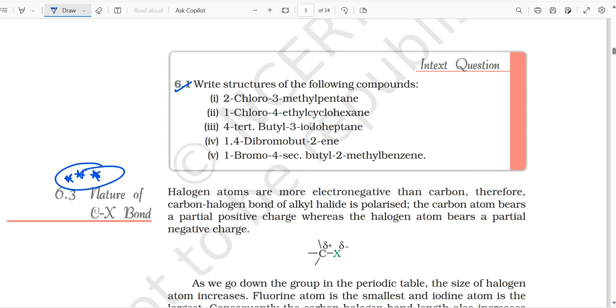Now let us try to solve these questions. The first one is to write the structures of the given compounds. In the previous video, we were given the structures and we named them. But in this case, they give the IUPAC names and you have to draw the structure. I request everyone to keep NCERT with you, it's very important for better understanding. Let us try to understand the first one, that is 2-chloro-3-methyl pentane.